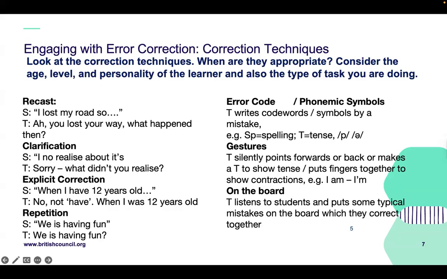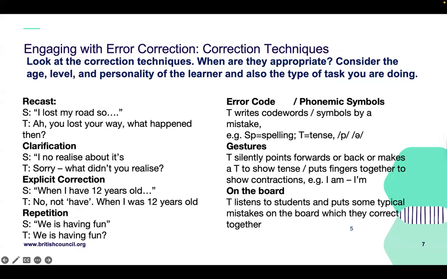Number two, clarification. Yes, we should clarify everything to them a little bit. Okay. Repetition with a gesture, or as she said, a tune, and you use your voice tone, or your eyebrows, in order to tell them that there is something wrong here.